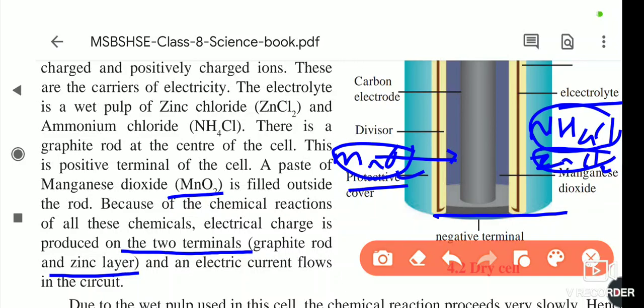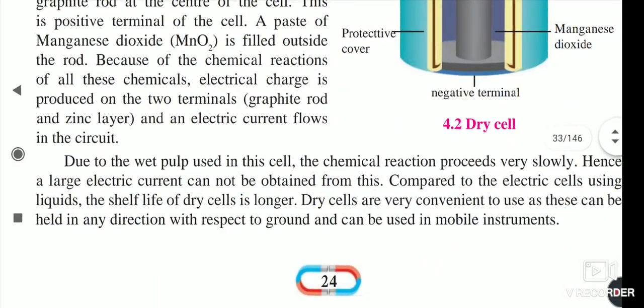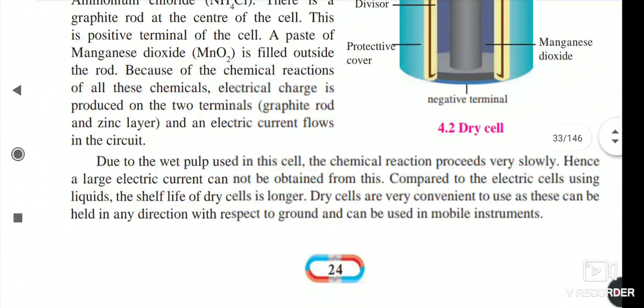The electric current flows. Due to this chemical reaction, the electric current is produced, and it starts flowing because of the potential difference.